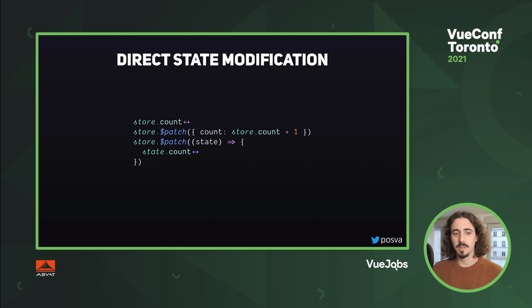So you can pass, for example, an object with a new count value. But you can also pass a function that receives the state as the parameter that allows you to modify the state. And this is useful when you are manipulating collections like a set or an array, a map, where you don't want to replace the whole array with a new one because that will be very expensive.